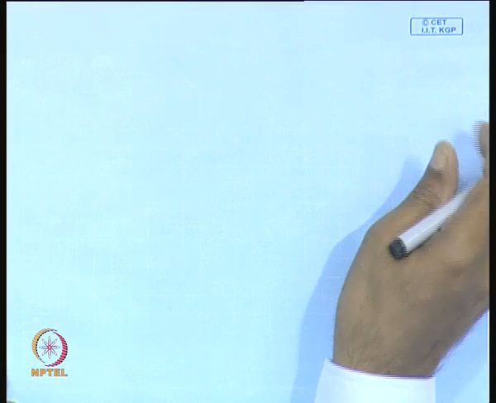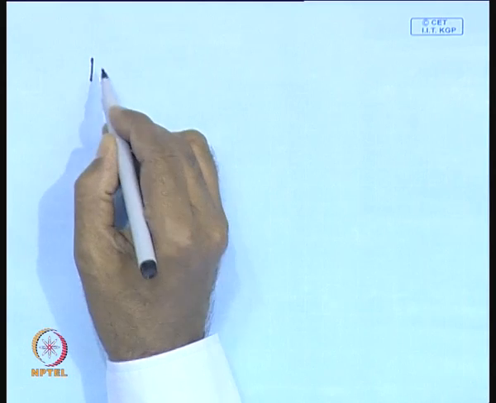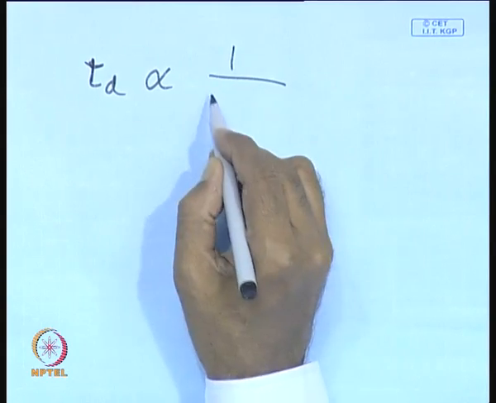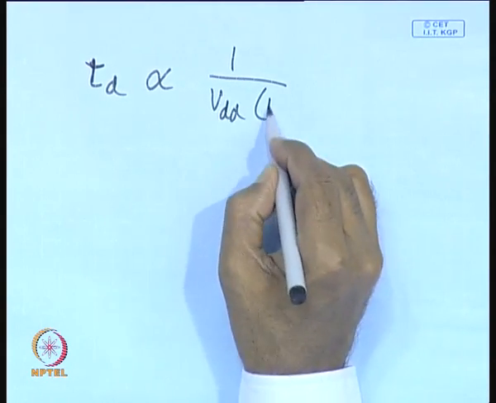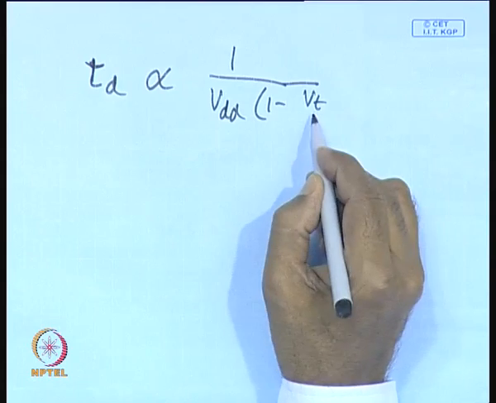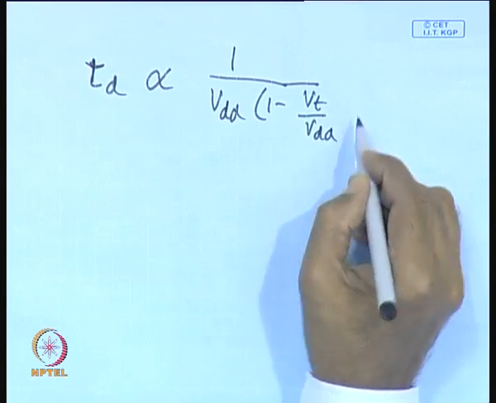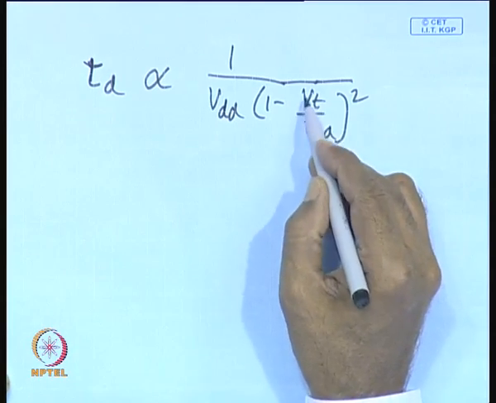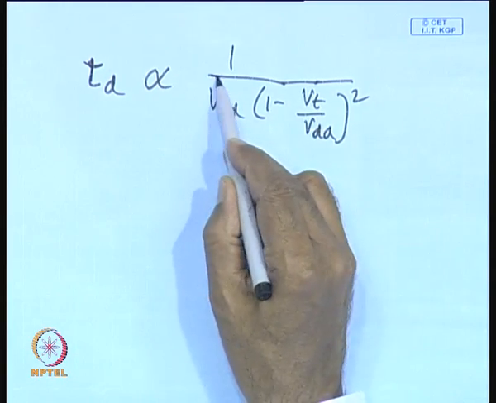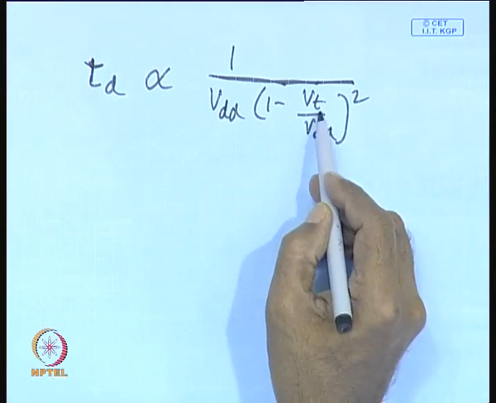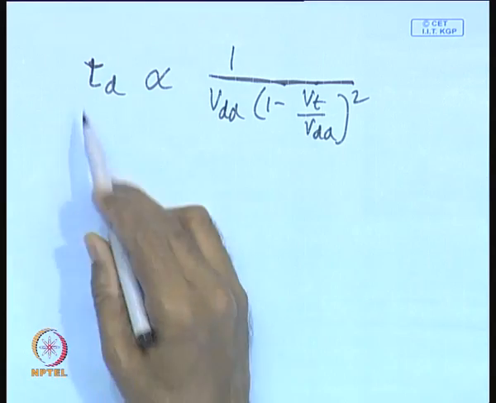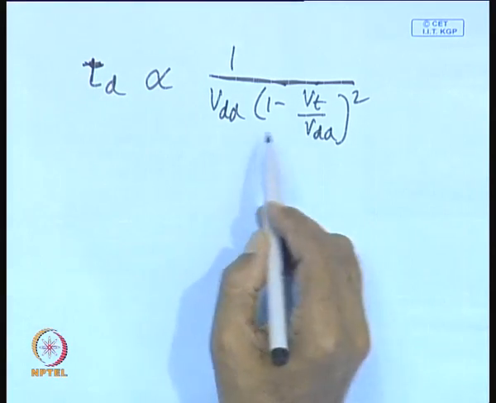Now, coming to the variation of delay, as you know, the delay is dependent on the supply voltage and threshold voltage. So, you can say TD is proportional to 1 by VDD into 1 minus VT by VDD. Here I have assumed that both the transistors have the same threshold voltage. However, you have to take into consideration two different threshold voltages for two transistors, and the equation will be a little different if you want an accurate value.